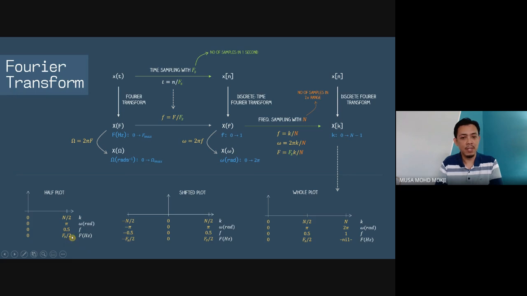If you still remember Nyquist, what is Nyquist? The sampling frequency should be greater than or equal to 2 times our maximum frequency. Then what is the maximum frequency? That 2 comes down, so you get Fs over 2. So that's what we have here.